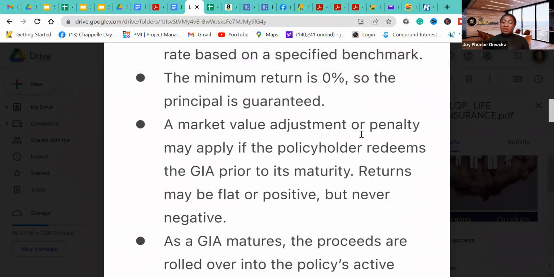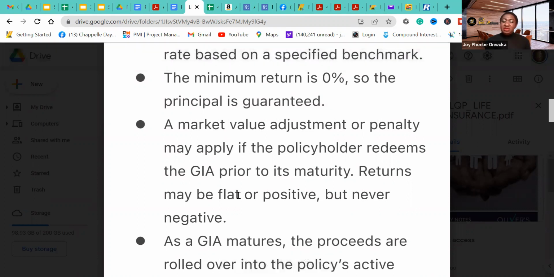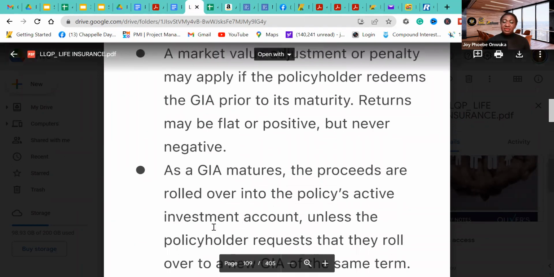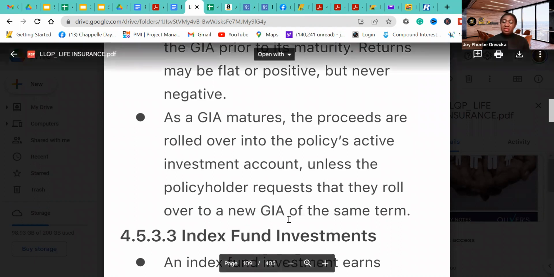A market value adjustment or penalty may apply if the policyholder redeems the GIA prior to its maturity. Returns may be flat or positive, but never negative. As a GIA matures, the proceeds are rolled over into a policy's active investment account, unless the policyholder requests that they roll over to a new GIA of the same term.